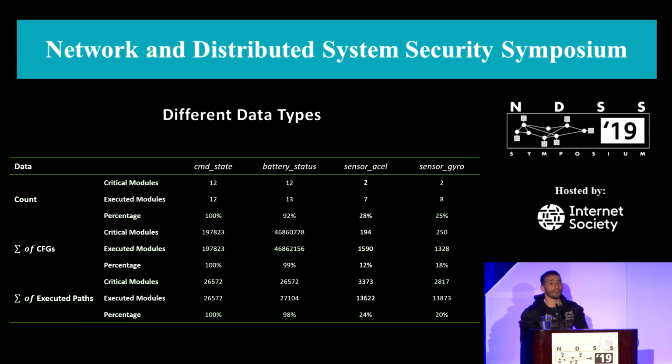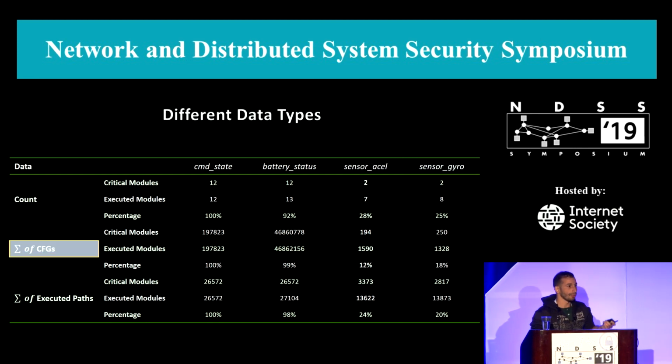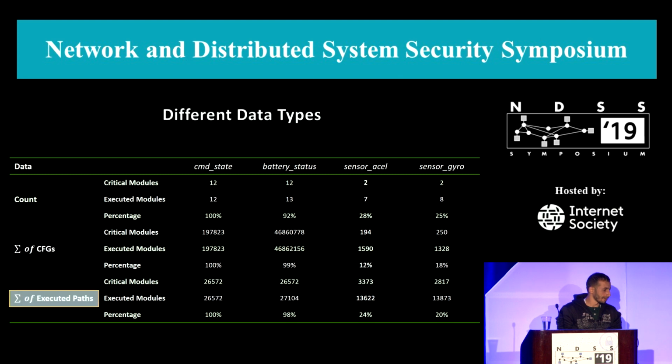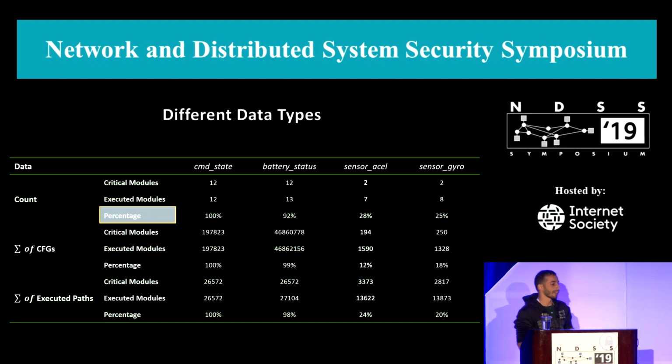Of course, the GPS coordinates were the extreme case where we get the most gain. For this, we evaluated other data that can be generated by a drone. And for each of these data, we measured the count, the sum of the CFGs, the sum of executed paths for both critical and executed modules. And we also show the percentage critical versus executed.